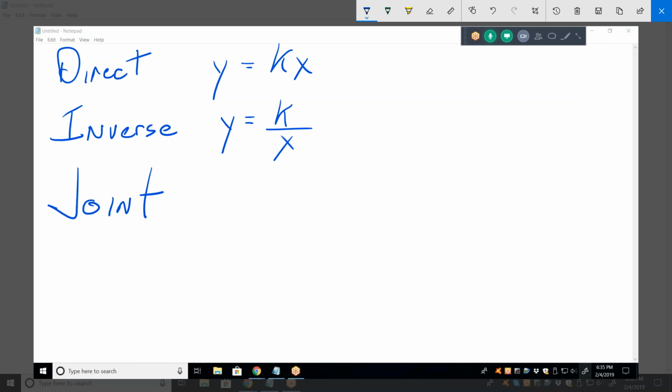the denominator is x. And you can see that as x goes up, y goes down. And as x goes down, y goes up. So this one might look like that. This one's going to look like that. Okay. And joint is just like direct, only there's another variable.